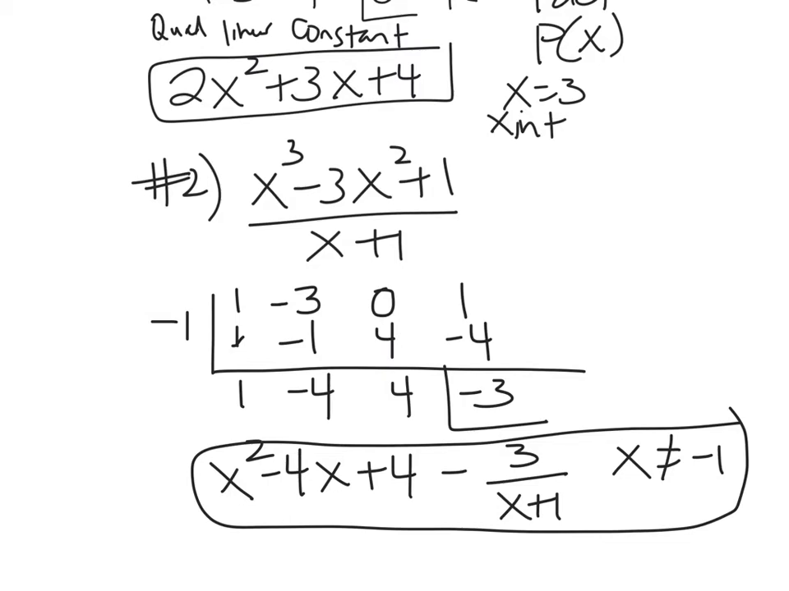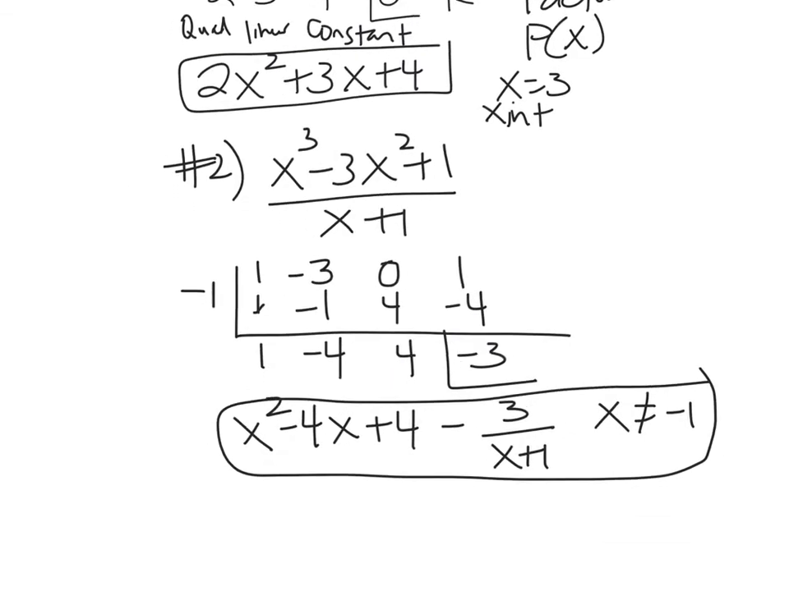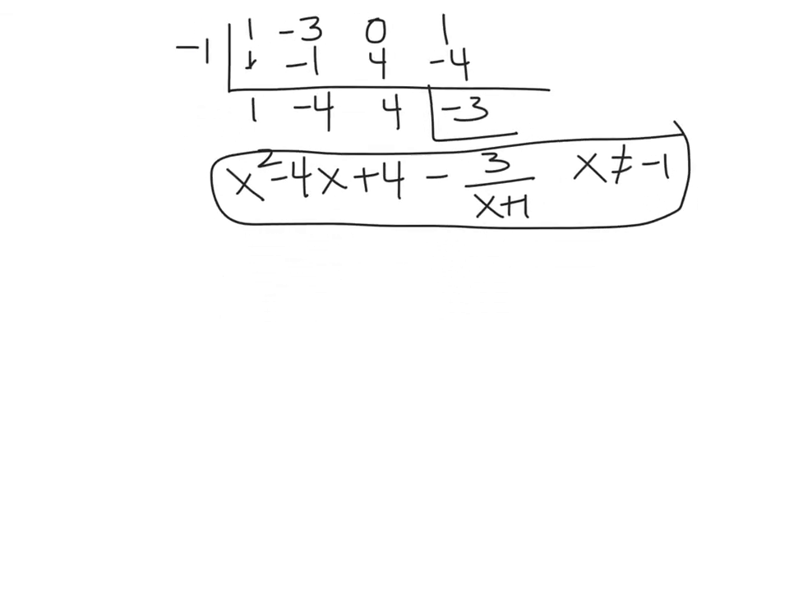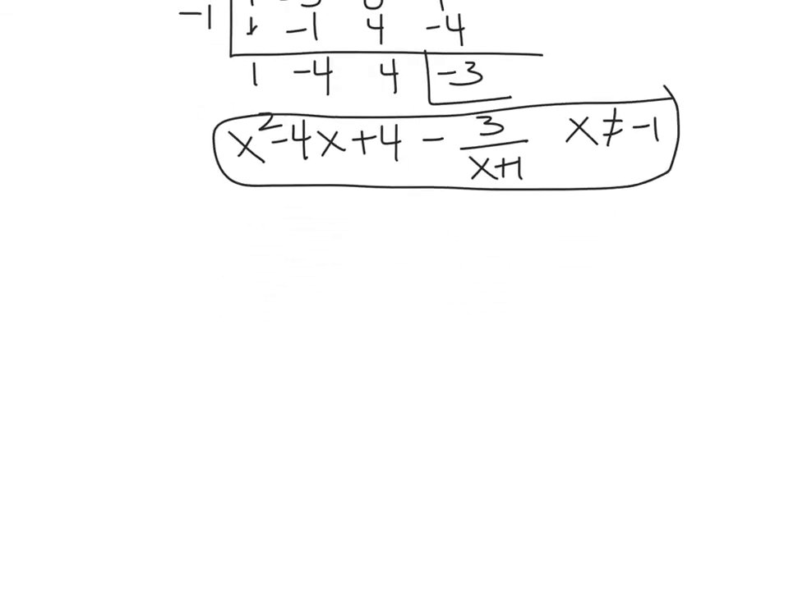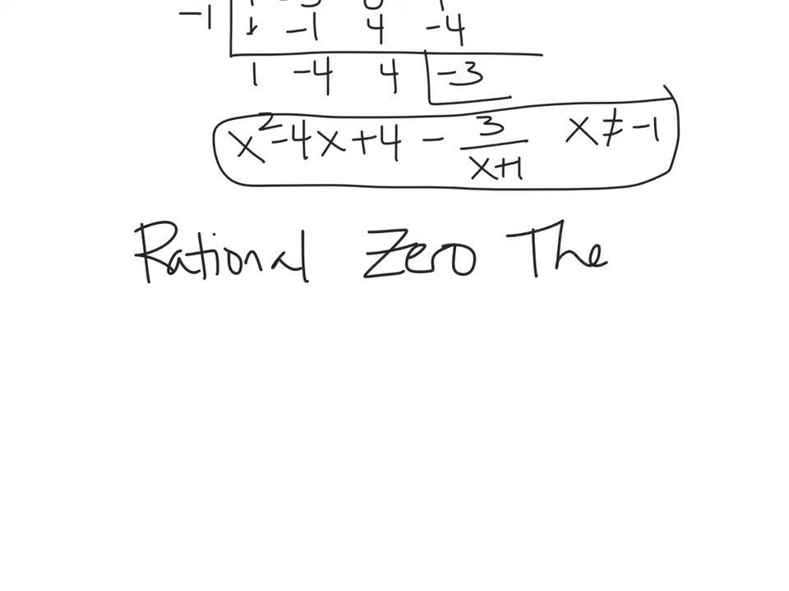Okay, so those are basic problems that you did last year, and now we're going to talk more about the zeros of a polynomial and how we can find them. So we have something called the rational zero theorem, and this helps us eliminate possible zeros. It helps us narrow it down to what the possible real zeros are.